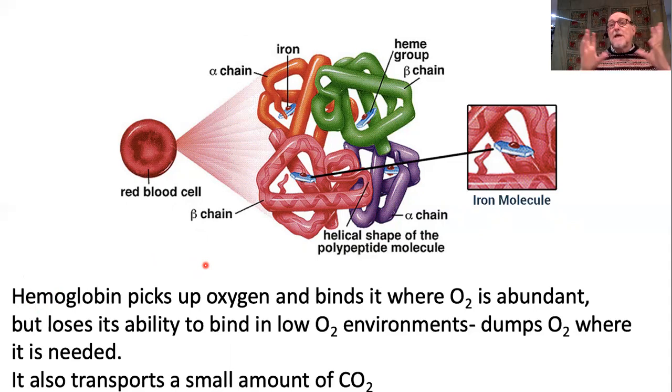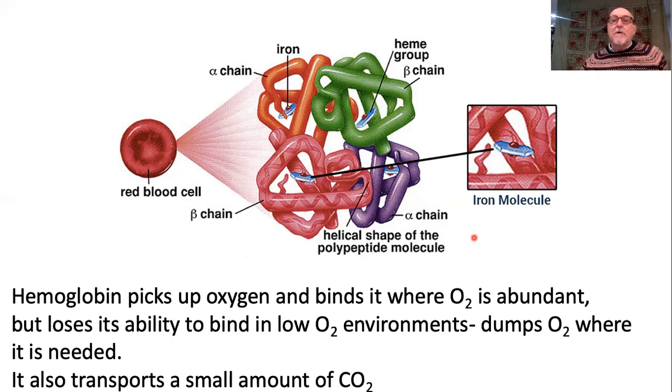And that is, you take hemoglobin, you put it into an oxygen-rich environment, each of these chains here will pick up an oxygen and bind it. It gets bound to it. And it'll stay there as long as the oxygen environment is rich. But if you transport this hemoglobin somewhere where oxygen is poor, it loses its ability to hold on to the oxygen, and the oxygen is freed.